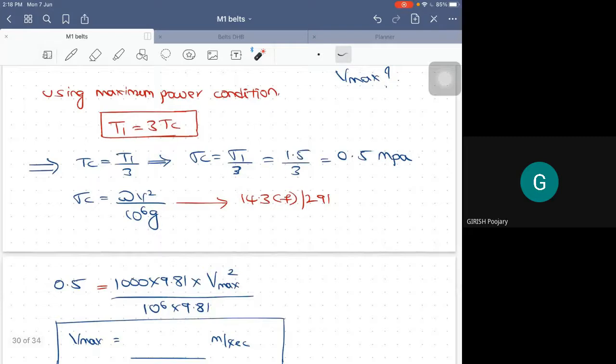And calculate the Vmax. I did not tell you about the Vmax, isn't it? So, when you substitute sigma c here, whatever the value of velocity you get, that is known as Vmax. That is the maximum velocity at which the belt can rotate, at which the belt speed is limited. Apart from this, you cannot go because of the centrifugal tension force. So you calculate Vmax now from here.